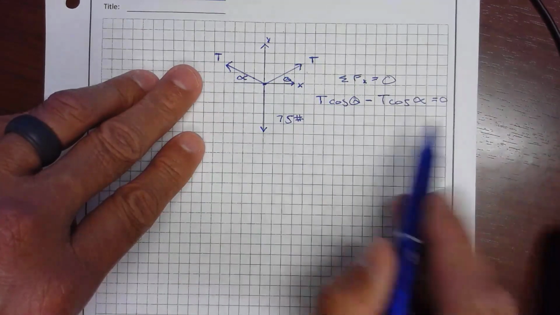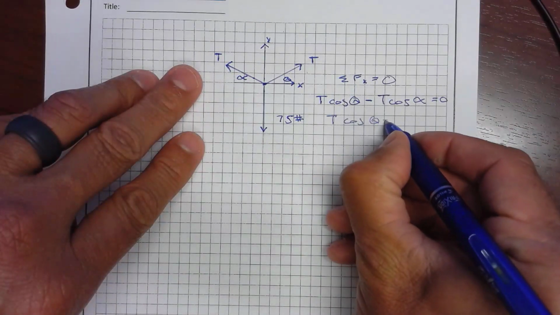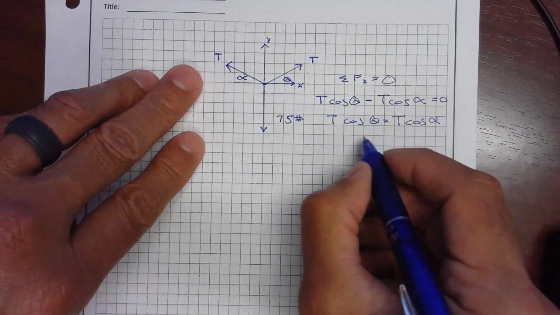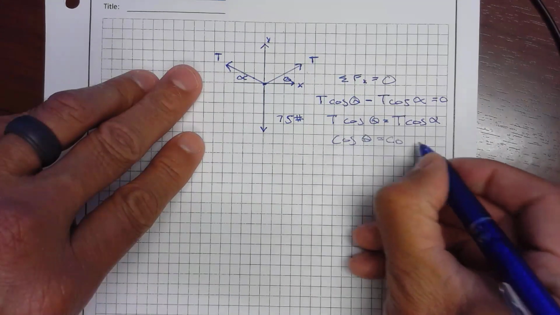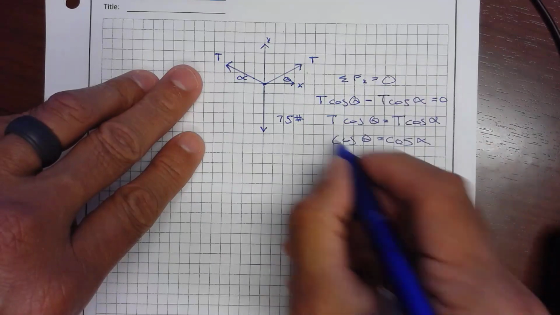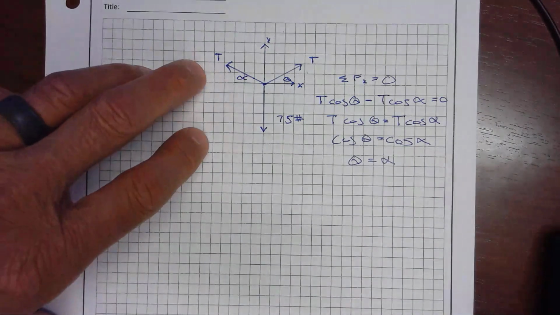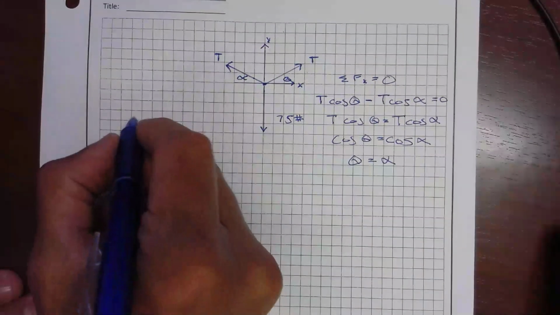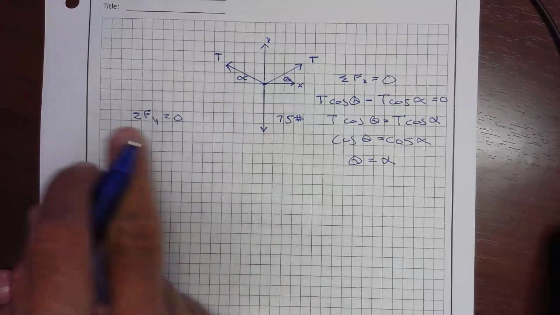Now let's set these equal, and we get tension cosine of theta is equal to tension cosine of alpha. Well, the T's cancel out, and you're left with cosine of theta equals cosine of alpha. So what we can conclude from this is these angles are the same: theta is equal to alpha. Next, I'm going to do the summation of the forces in the y direction, also equal to 0.